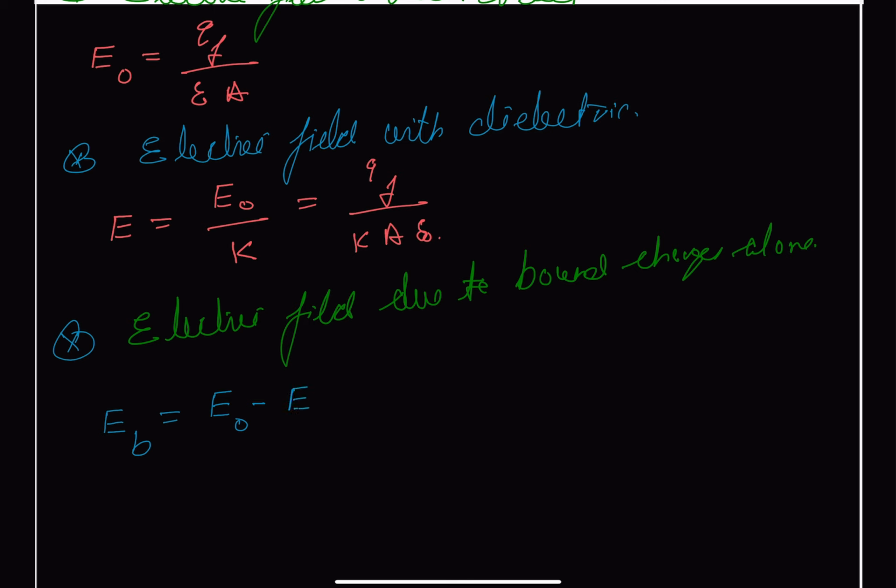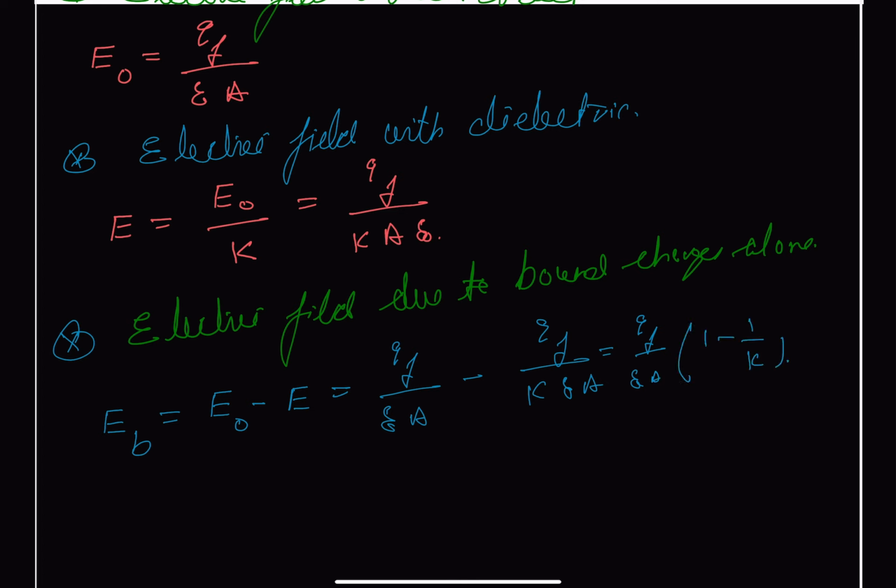We substitute their respective equations. We get this as QF upon epsilon naught A minus QF, sorry, this is QF, and we have here K epsilon naught A, and we can take QF upon epsilon naught A as common. We get this as 1 minus 1 upon K.